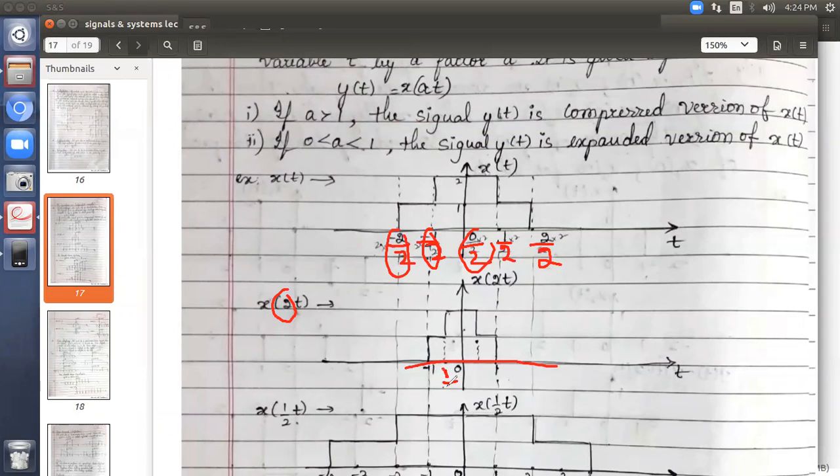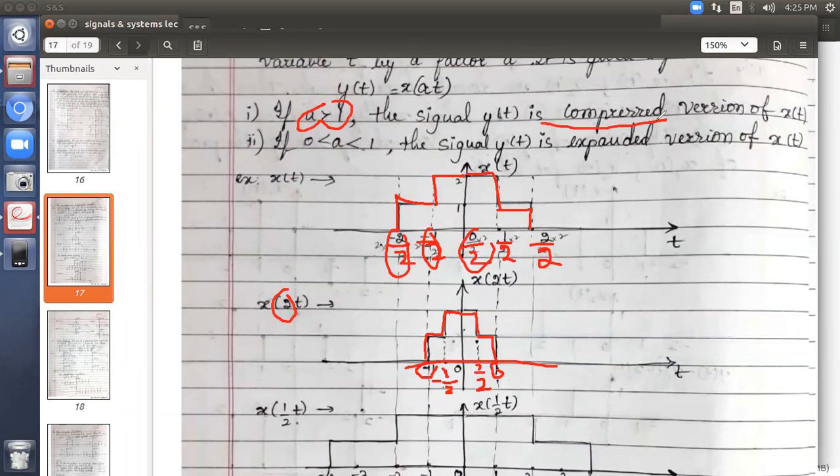-1, -1/2, then +1/2 and 1. So this is your new range, and whatever these signals look like, draw it as it is. This one more step down, then one more step down. So this is x of 2t, 2 times t, wherein a is greater than 1. A value is greater than 1, hence the signal is compressed.